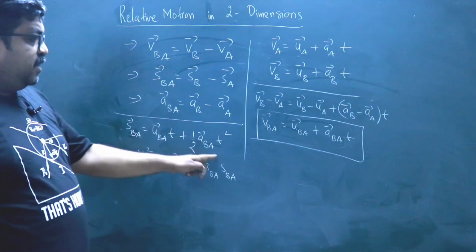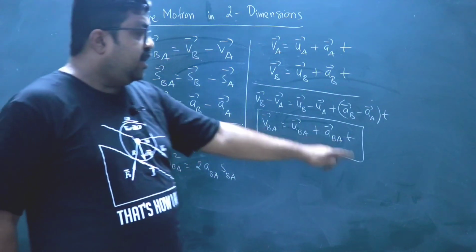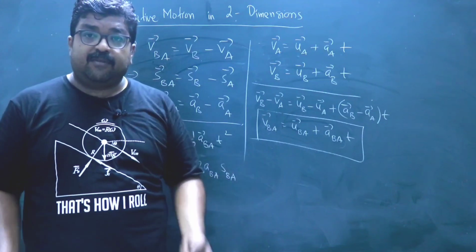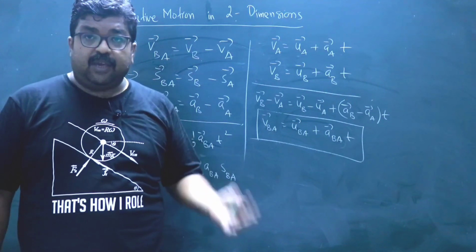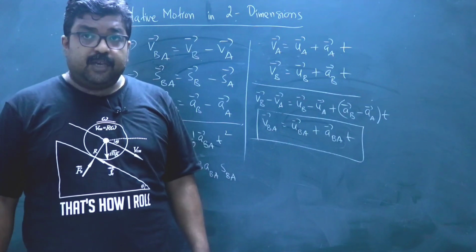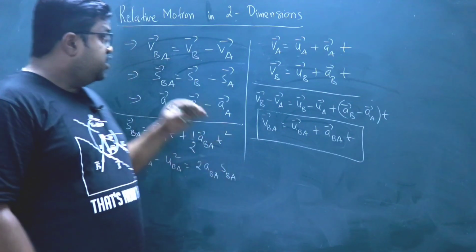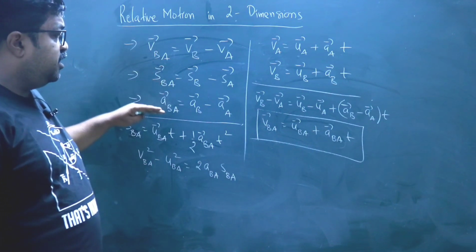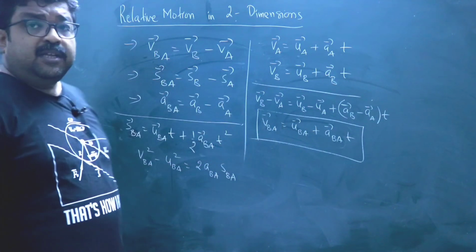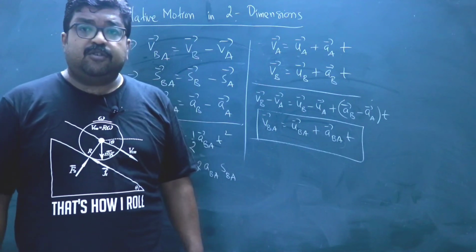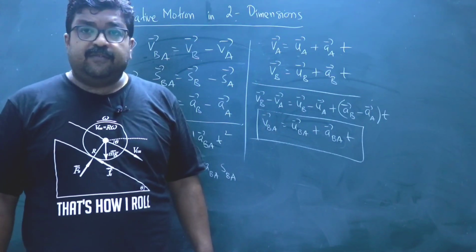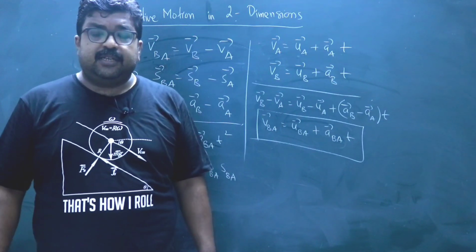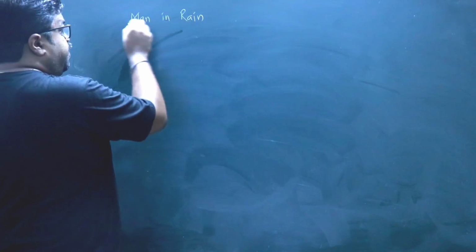Now in all these cases, I have not written the subscript for t because t does not depend on the frame of reference. It will be the same with regard to A or with regard to B. So these are the equations of relative velocity, relative displacement, relative acceleration, and this is how we can frame the three equations of motion with regard to relative motion. Now let us apply this concept to a situation that is man in rain.